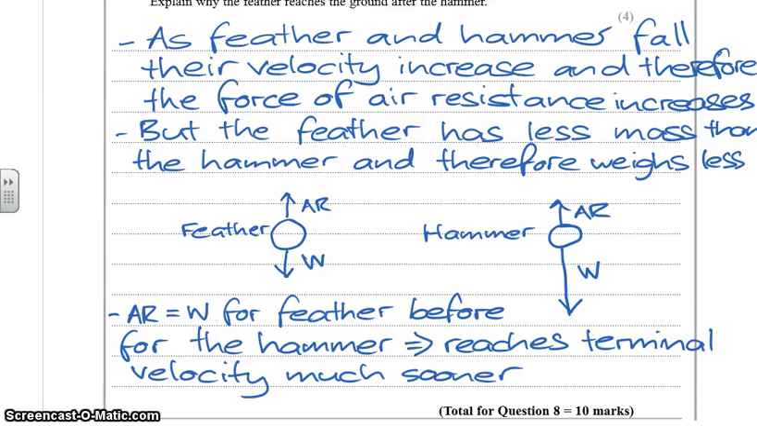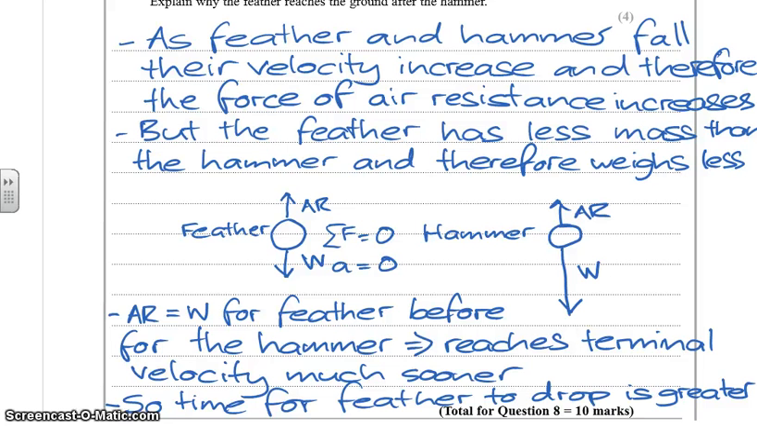And of course that means that when those two forces are balanced, the resultant force for the feather is going to be equal to 0, which means that from Newton's second law, the acceleration is going to be equal to 0, which means that at that point it will have reached its terminal velocity much sooner for the feather than for the hammer. Which brings us to the final point, that will mean that the time for the feather to drop is going to be greater for the feather.